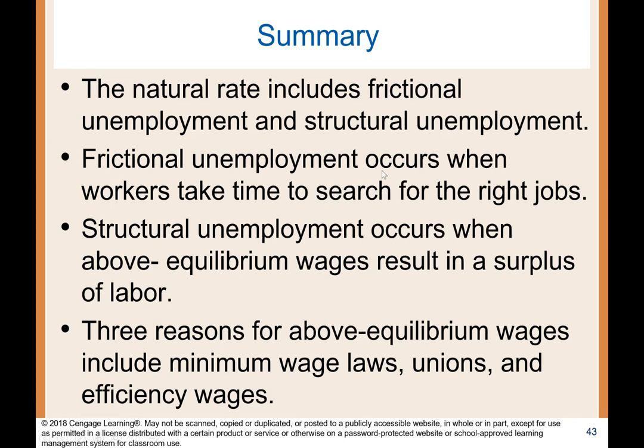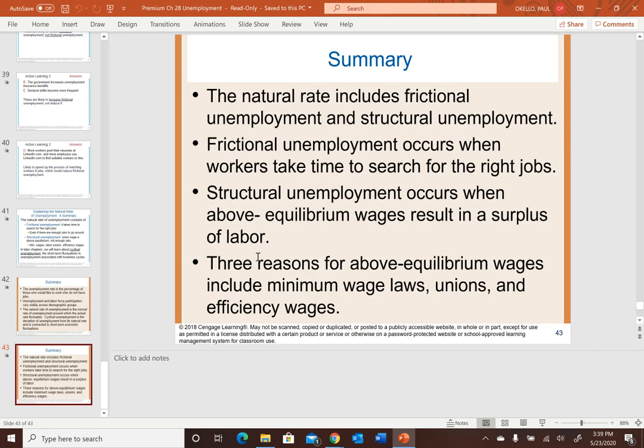Frictional unemployment occurs when workers take time to search for the right jobs. Structural unemployment occurs when above-equilibrium wages result in a surplus. Three reasons for above-equilibrium wages include minimum wage laws, unions, and efficiency wages. And that's the end of chapter 28.